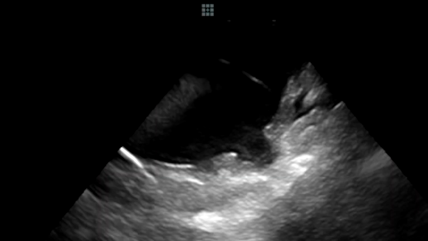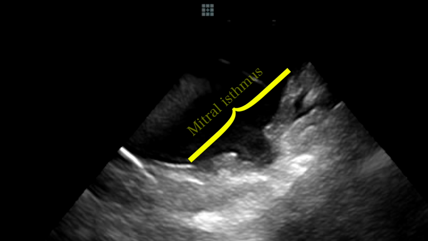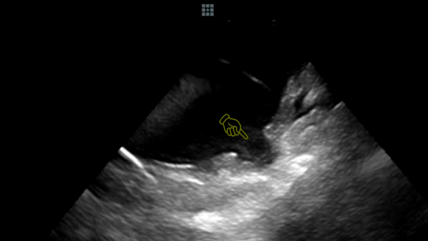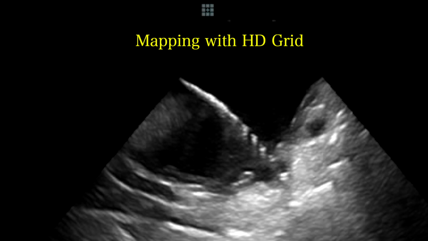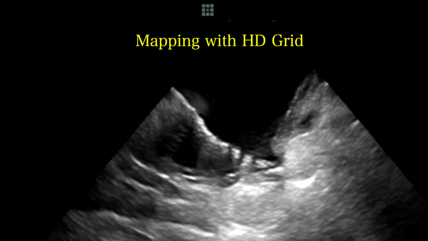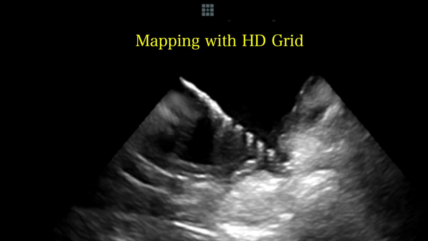Here, this was an interesting case where we had a pouch in the mitral isthmus. You can appreciate that is the pouch right there that we were able to see. Then when we were trying to map that mitral isthmus flutter, we found out about it. We put the HD Grid right there to make sure that we do a detailed map.